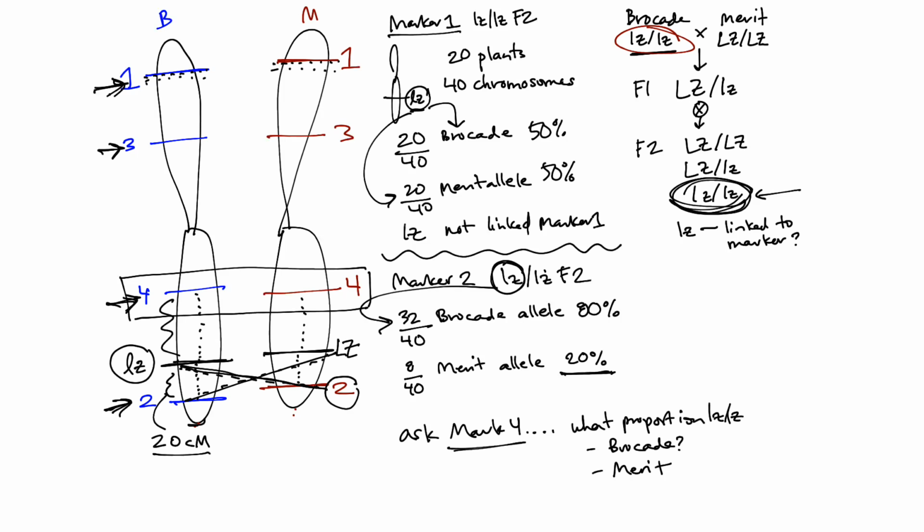Altogether, by looking at the different marker loci on these chromosomes that we already know exist, this is prior knowledge that we have to have in order to map where these genes are located. It's only by using this previously existing knowledge about markers that we can map our gene of interest, the LZ gene.